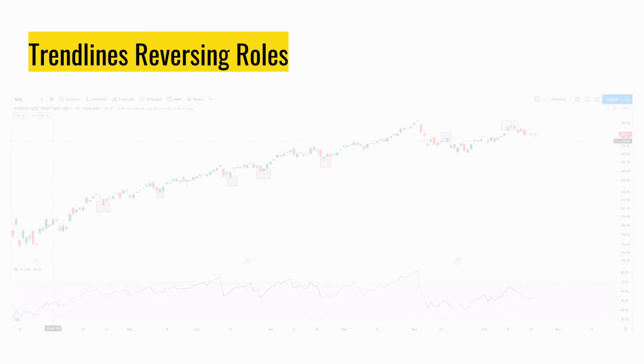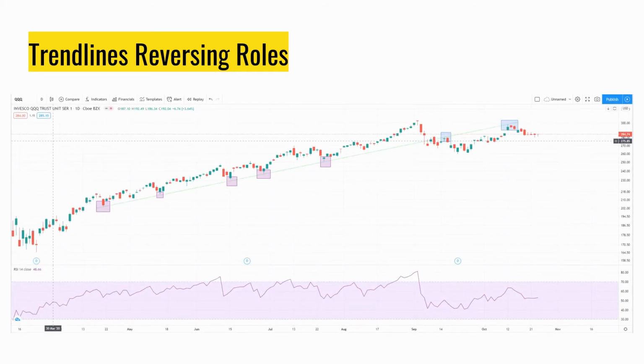So the graph below is of the stock QQQ, which is an ETF that mirrors the Nasdaq. We see that up till late August and early September, the line was an uptrend line. This means that the trend line was also a support line, as we see the price bounce off from here. We see prices bounce off from here around 5 times as shown in the purple box.